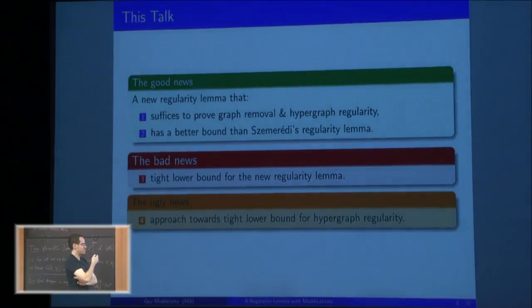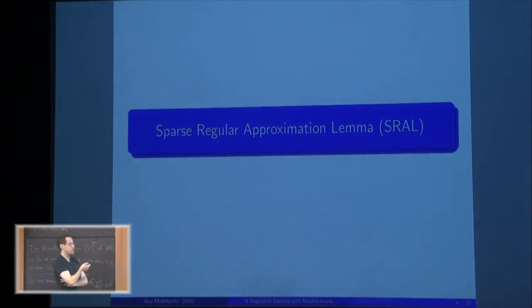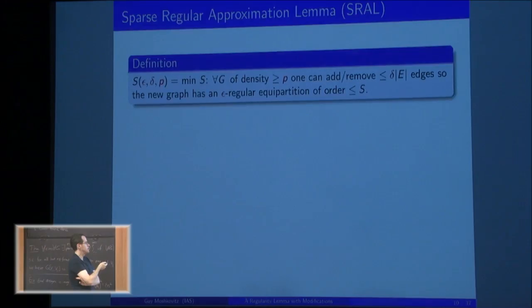And the ugly news, I say ugly because this is about the hypergraph regularity lemma, and the hypergraph regularity lemma is ugly. But you can actually use this lower bound to give a tight lower bound also for hypergraph regularity. I will not mention this in this talk in detail, but I will just say that this lower bound proof was actually a key step for this result. But okay, moving on. So here's the name that we chose for our new regularity lemma. We call it the sparse regular approximation lemma, or SRAL for short. And I will explain the origin of the name in the next 20 minutes.